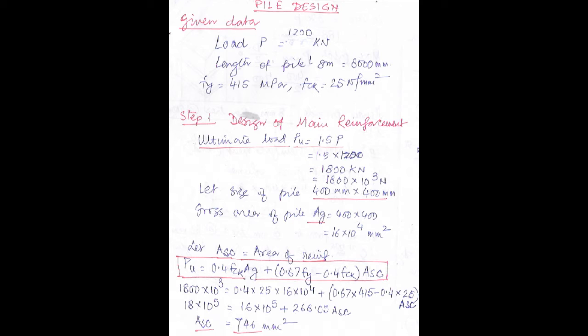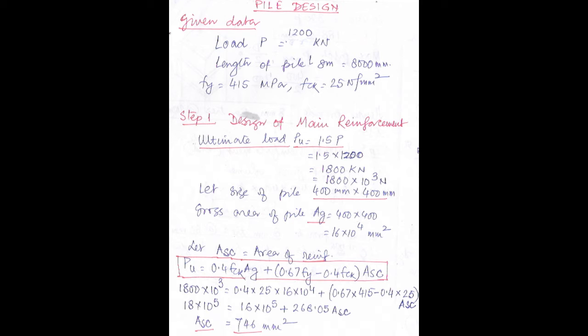Now we can start with the design. I hope you have already written down the steps. So see the steps and understand how I am doing the problem. Step number 1 is the design of main reinforcement. What was the step? The ultimate load PU is equal to 1.5 P. So 1.5 into 1200 comes out to be 1800 kilonewton. Now 1 kilonewton equals 10 cube Newton, so 1800 into 10 cube Newton.